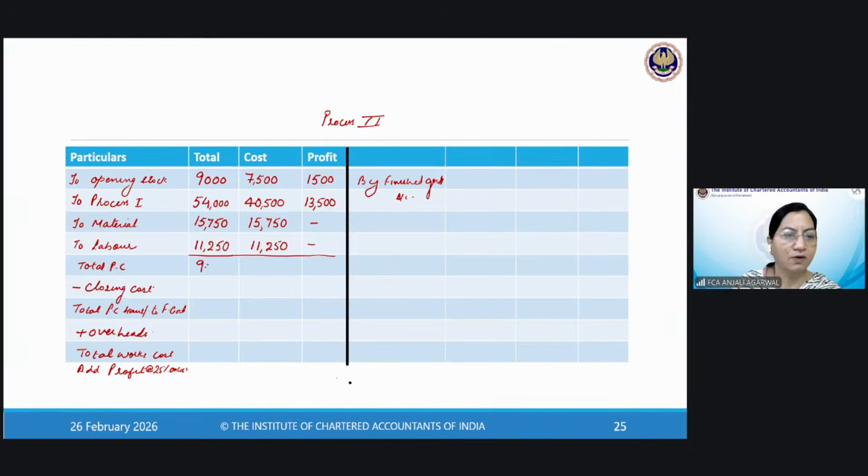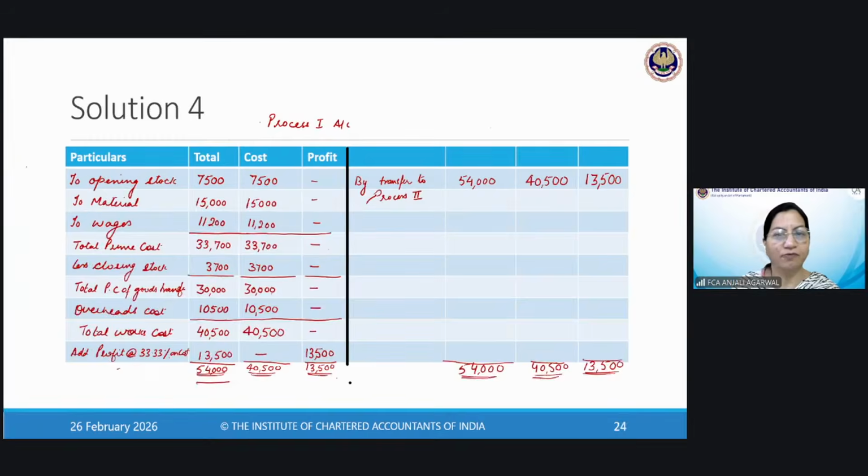So the total cost is 90,000, which has 15,000 of profit, 1,500 plus 13,500. Therefore, the cost of this 90,000 would be 75,000. We will add this up also to verify our calculations. 7,500 plus 40,500 plus 15,750 plus 11,250. So they should come out to be 75,000. Yes.